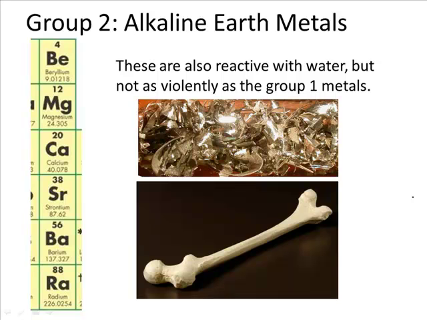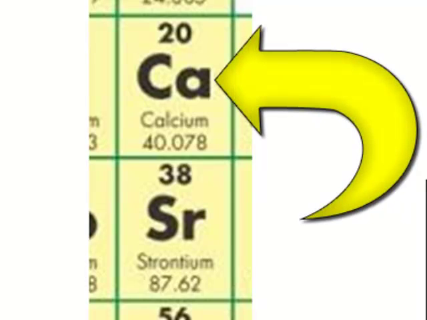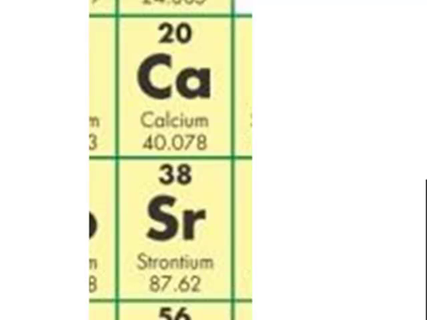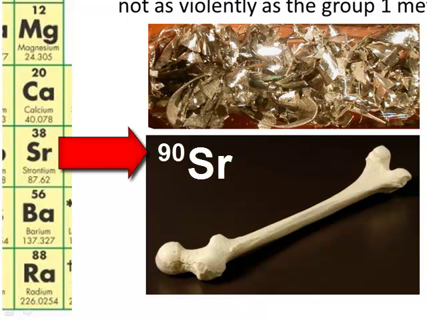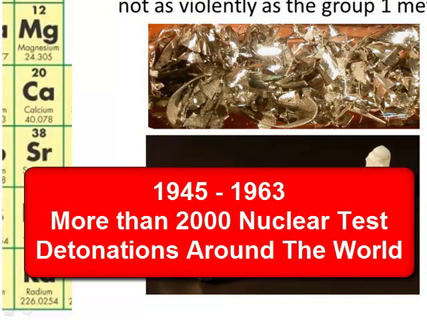Right below calcium in group 2 is strontium. Your bones contain very small amounts of strontium that has replaced some of those calcium atoms. And this is what's interesting, is a very small amount of that very small amount of strontium is actually strontium-90. Strontium-90 is radioactive strontium that results from things like nuclear testing. In fact, there was basically an immeasurable amount of strontium-90 that existed in the world prior to nuclear testing in the 1950s.